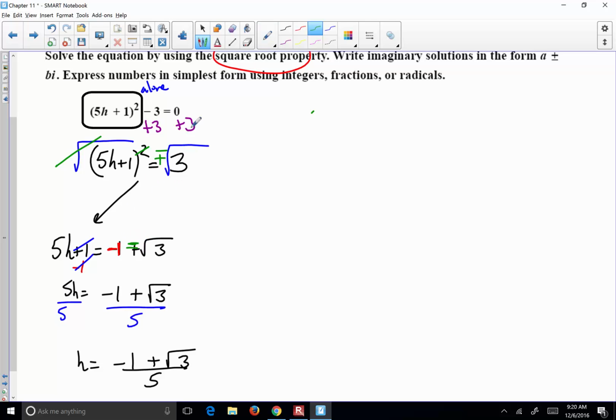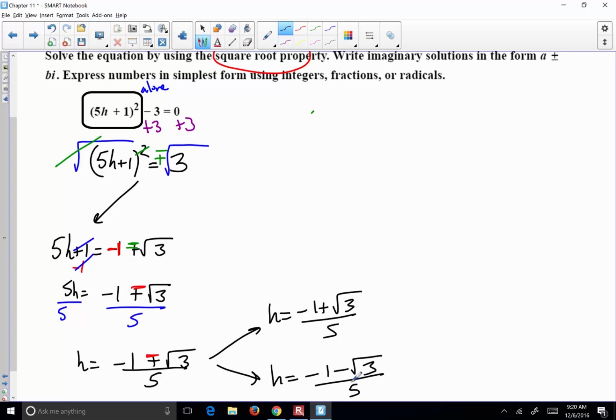This has to be plus minus. There are two solutions here, one with a plus, one with a minus. You can leave them combined here. This is acceptable. Or if you want to separate them, this is how you separate. Once with a plus, once with a minus. Okay?